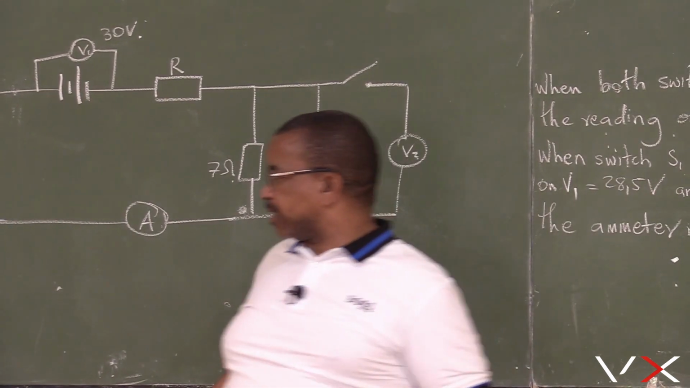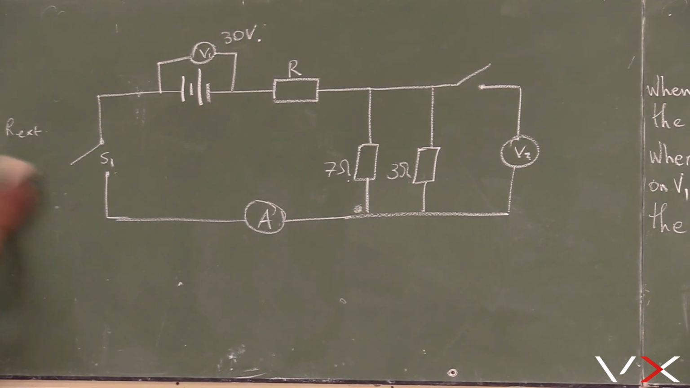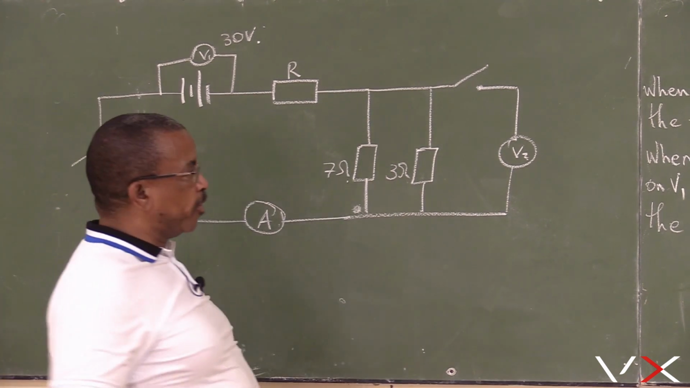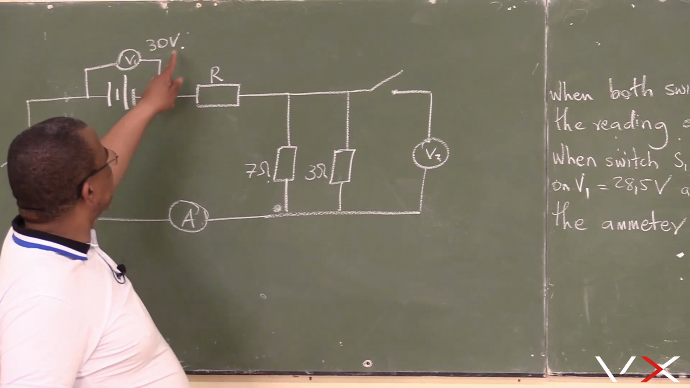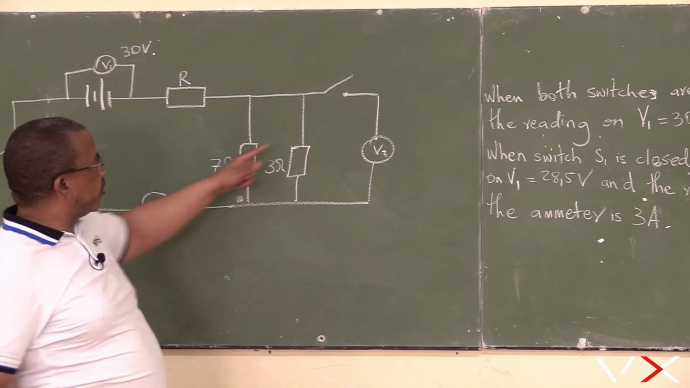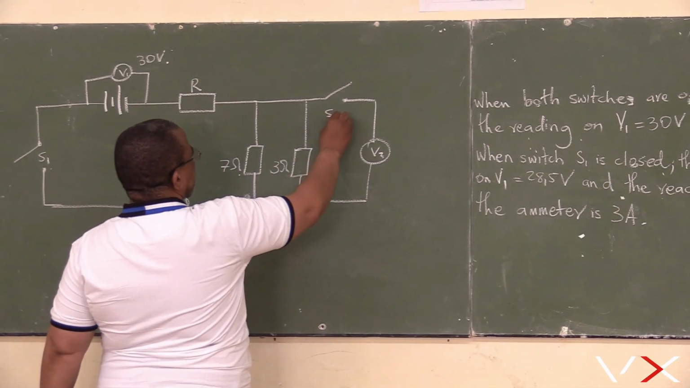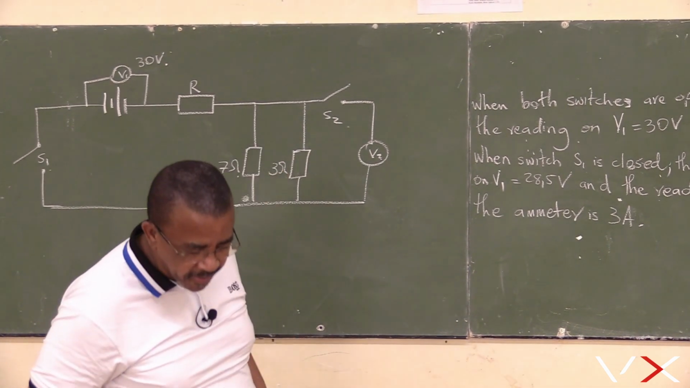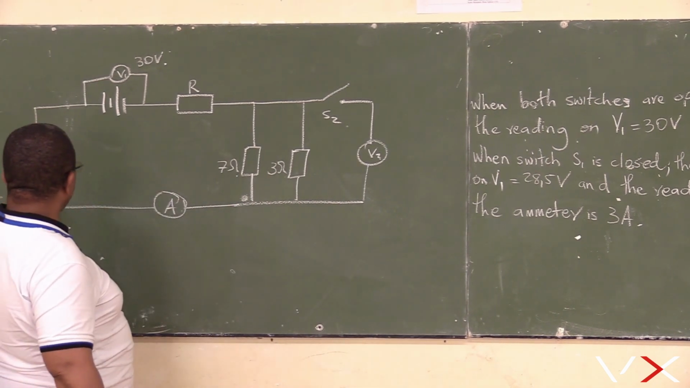We are given the circuit. Sinikezwe le circuit elana ebhodini. Kule circuit lana, when both switches are open, V1 reads 30 volts. Both switches are open. Ivulekile nalapana. Sino switch S1 and switch S2. So we have S2 ivulekile nayo. Ivulekile phela.